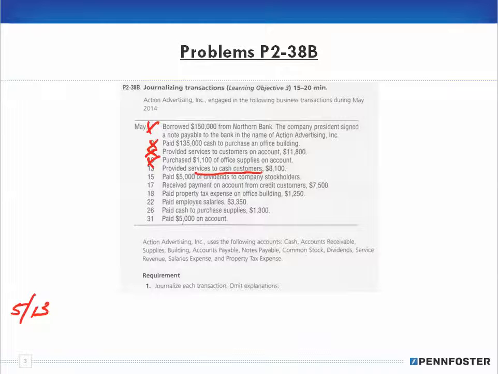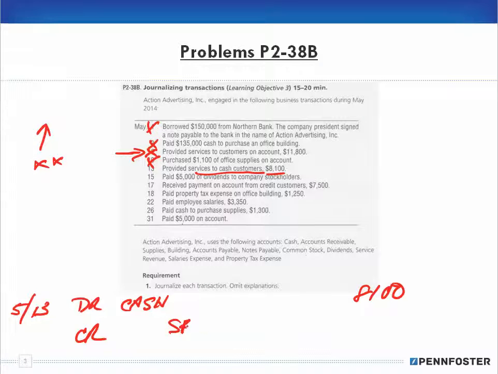Provide services to cash customers for $8,100. Okay, so I'm providing service to cash customers. Am I affecting cash? Yes, because I'm receiving cash, so I'm debiting cash because cash is an asset, and we increase our assets on the debit side. So that's 8,100, and I have to credit something else. I'm providing the service, just like we did for that transaction for 11,800. So that's service revenue for 8,100, and that's my entry.